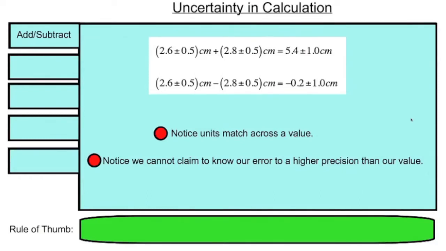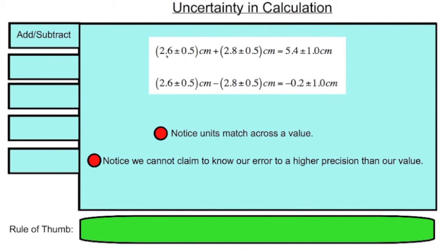Dealing with uncertainty in addition and subtraction is rather straightforward. You just have to keep a couple of common sense things in mind. We can't reduce the uncertainty, so of course we're going to have to sum the uncertainties in each of these, even if you're subtracting.